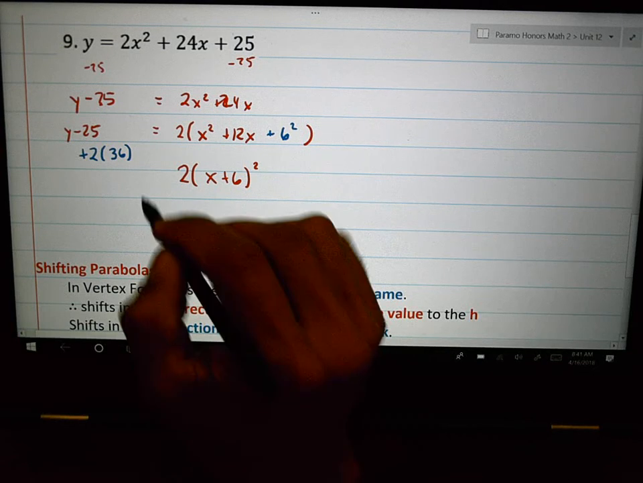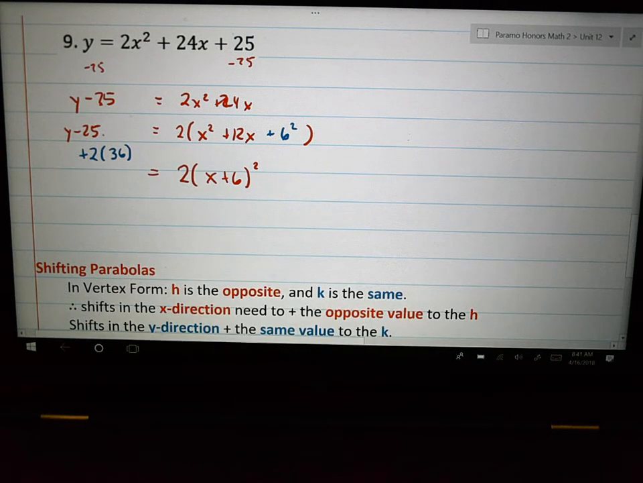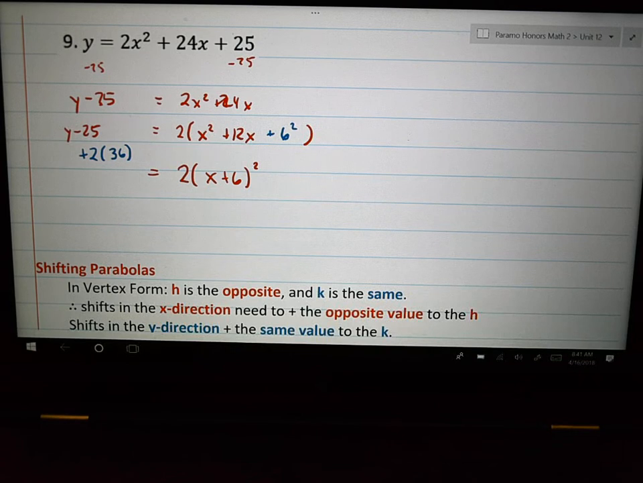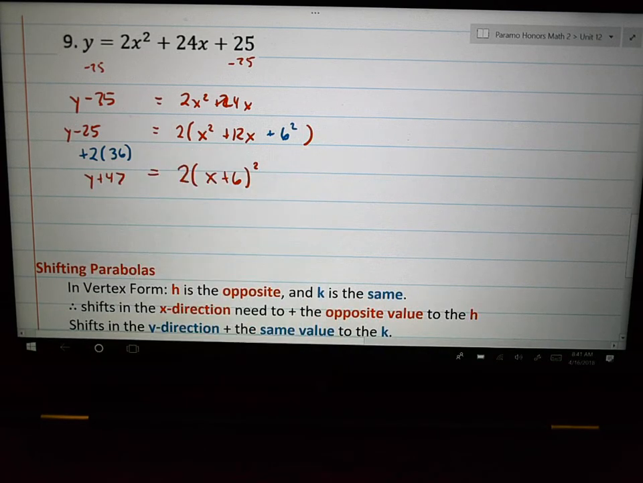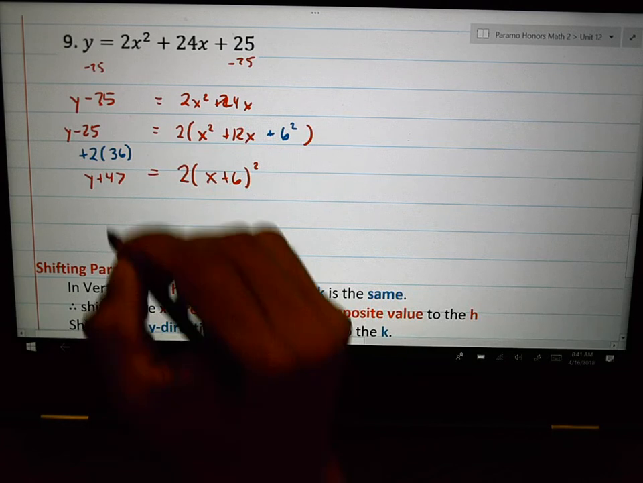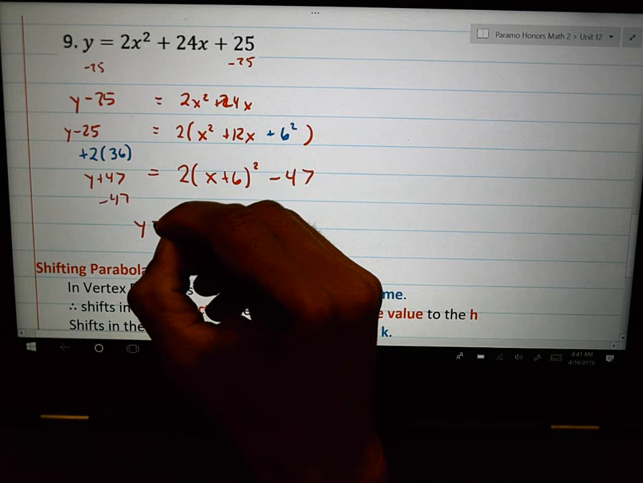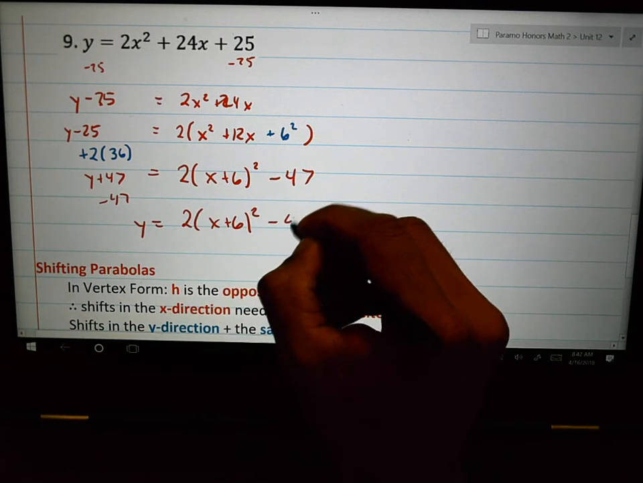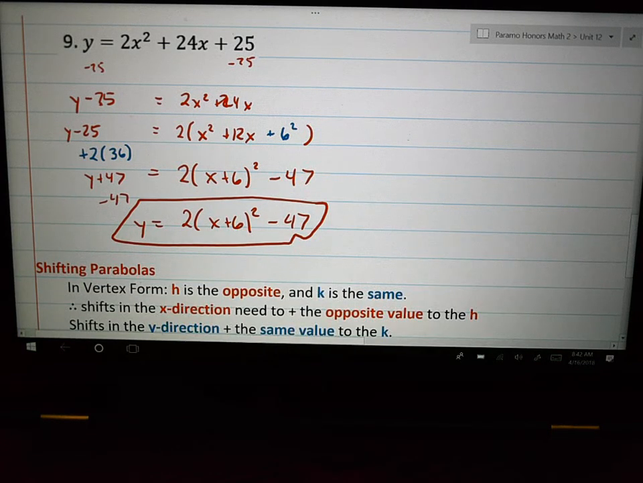That's the nice thing about that. This is multiply before you subtract. 36 times 2 minus 25 is 47. Positive 47. Y plus 47. All you have left to do is subtract the 47 to the other side. And you get y equals 2 times (x plus 6) squared minus 47. And that is the first part of your answer.